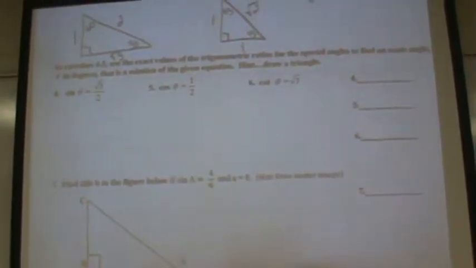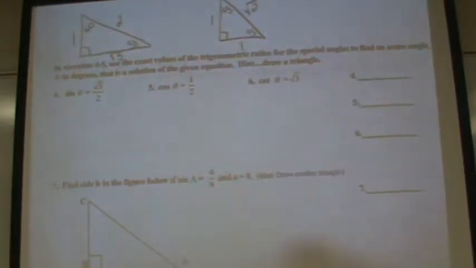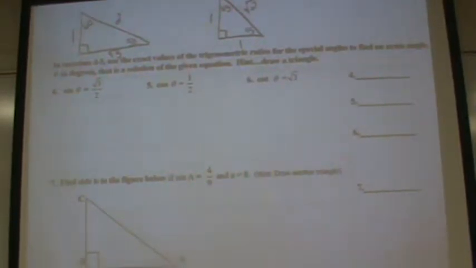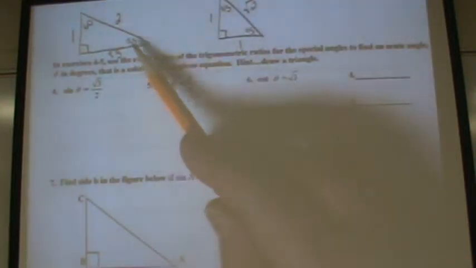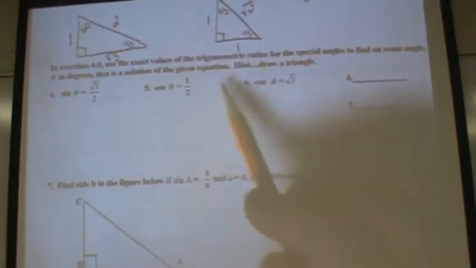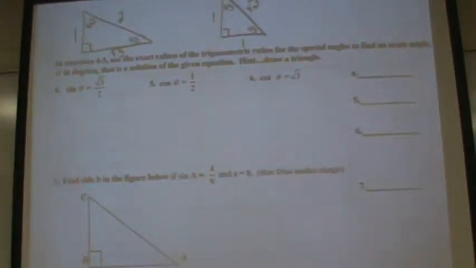Four through 6 are asking you to find the angle. So you're looking for theta. You're going to use the exact values of the trig ratios for the special triangles to find an acute angle theta in degrees. So we're going to use these two triangles to solve these three problems.